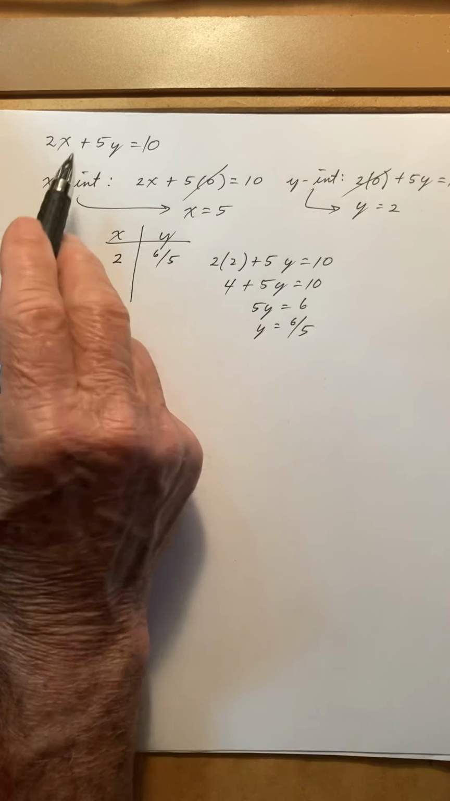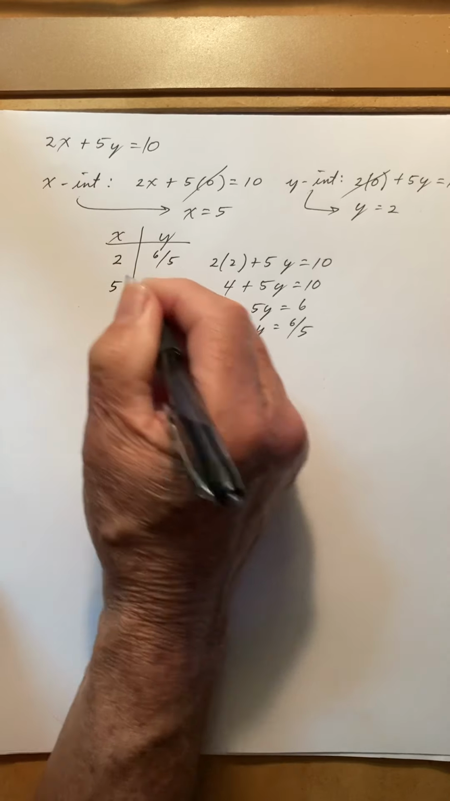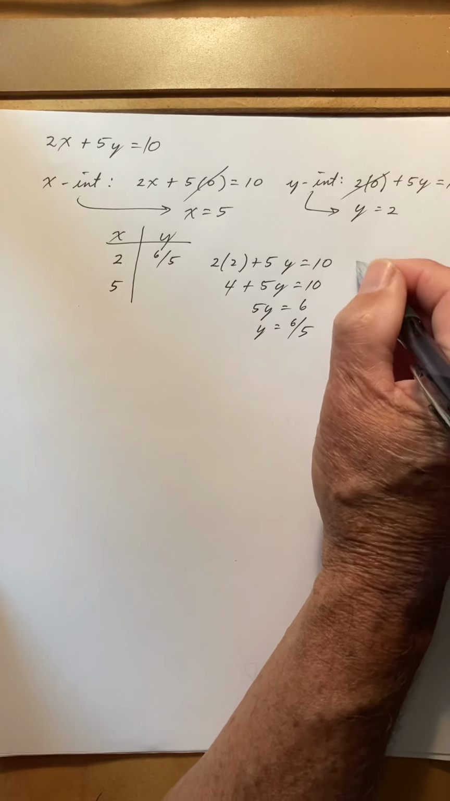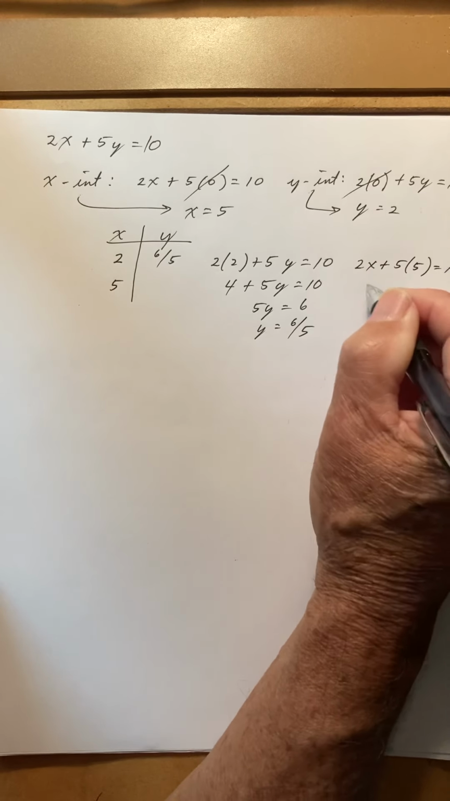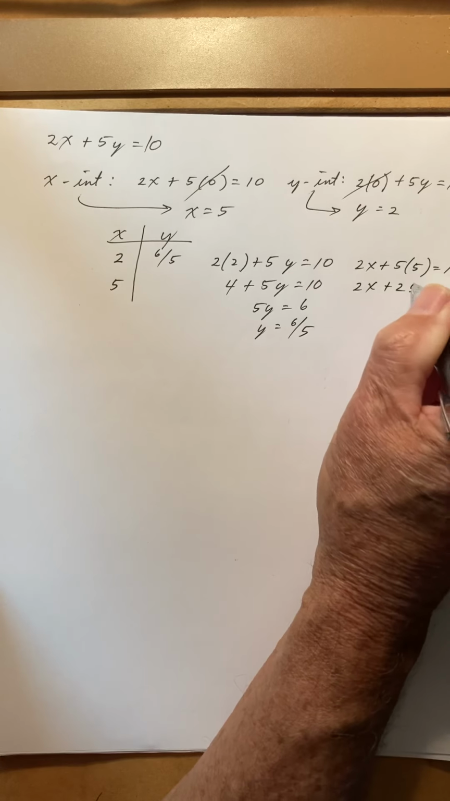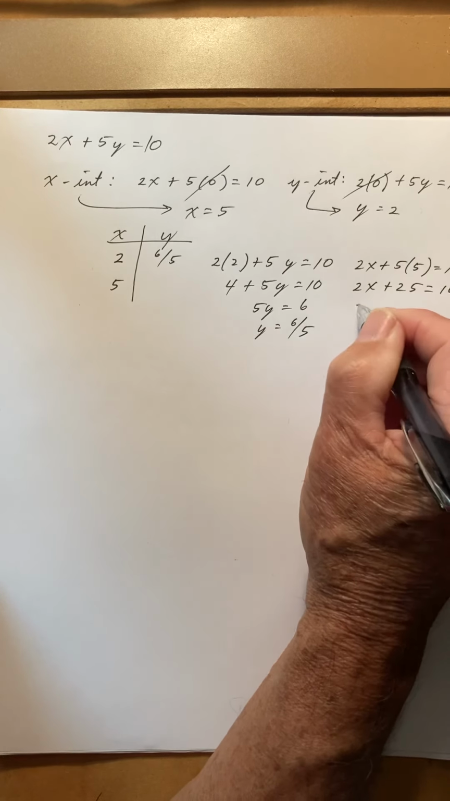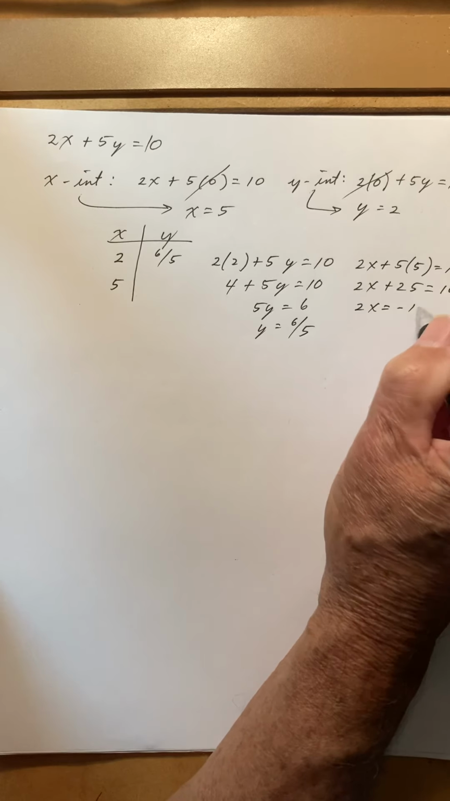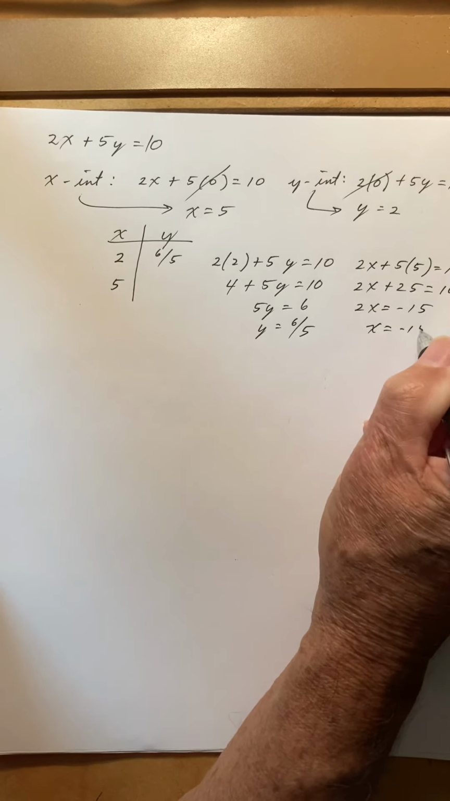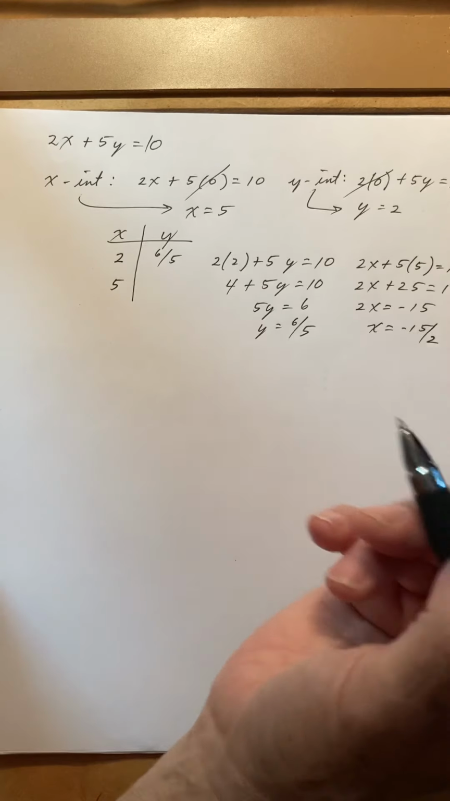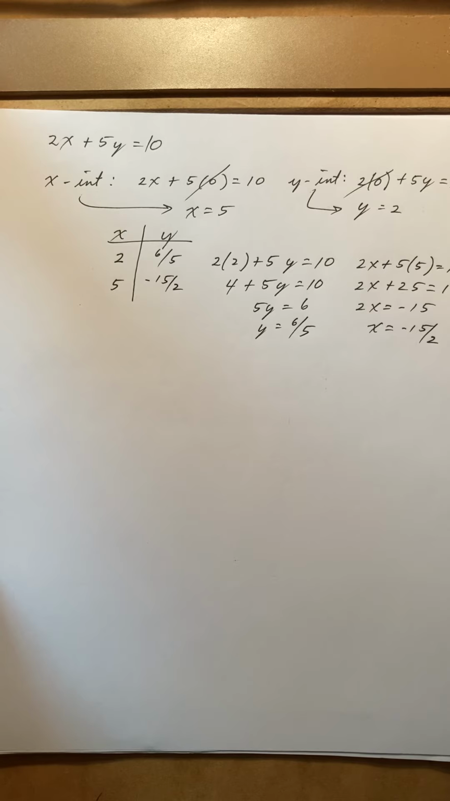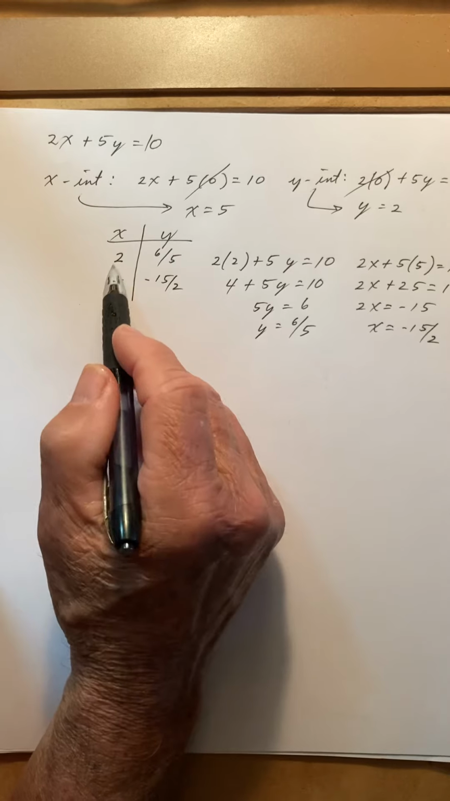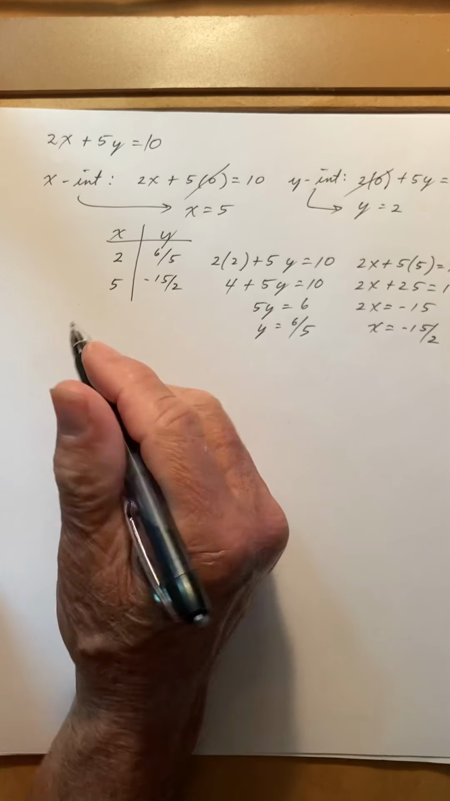If I had chosen a multiple of 5, I would get 2x plus 5 times 5 equals 10. So 2x plus 25 equals 10. So 2x equals negative 15. X equals negative 15 over 2. So I still get a fraction. So I just didn't select a number for x that gives me a whole number for y. But we can deal with that.